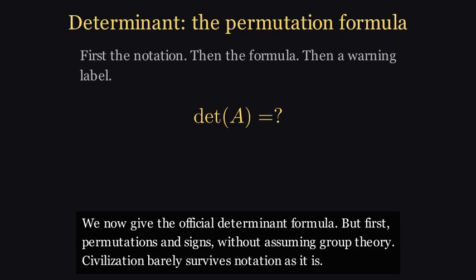We now give the official determinant formula. But first, permutations and signs. Without assuming group theory, civilization barely survives notation as it is.